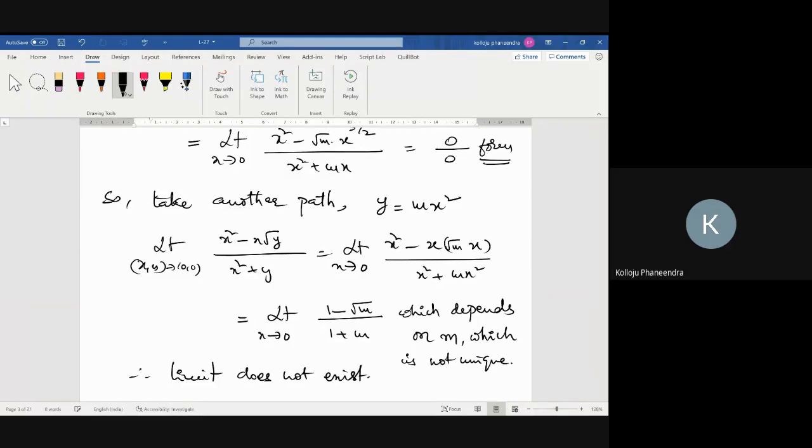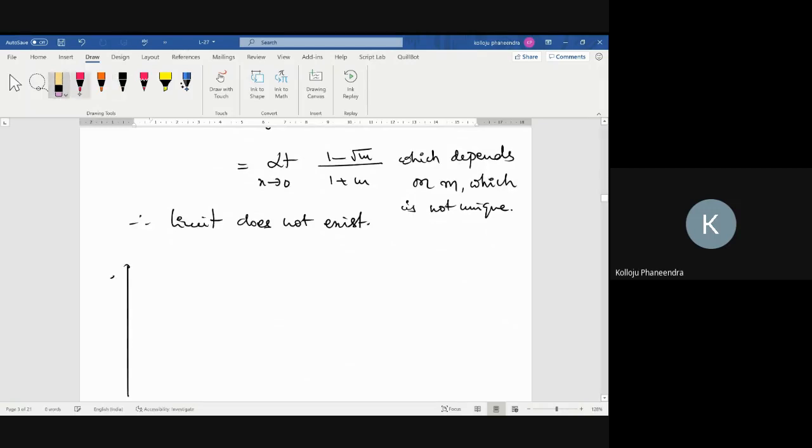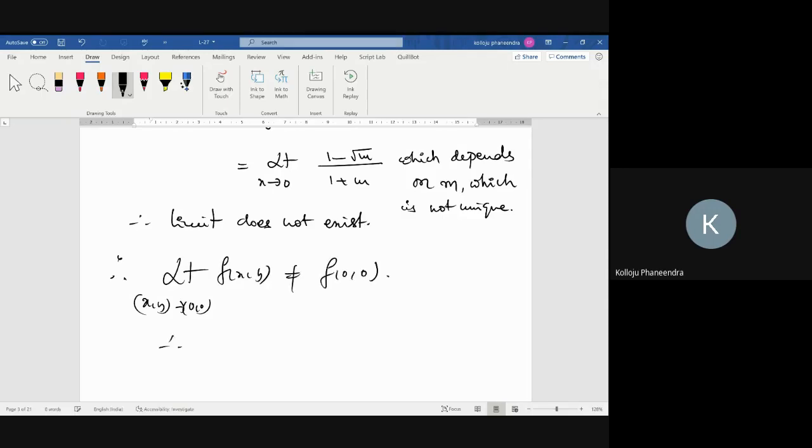Therefore, the limit as (x,y) tends to (0,0) of f(x,y) does not exist, so it is not equal to f(0,0). Hence f(x,y) is discontinuous at the point (0,0). This is one model problem for discontinuity.